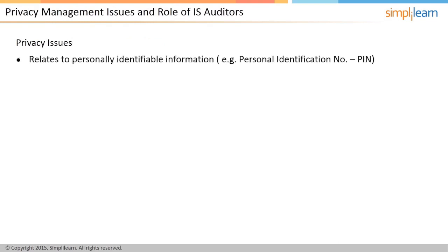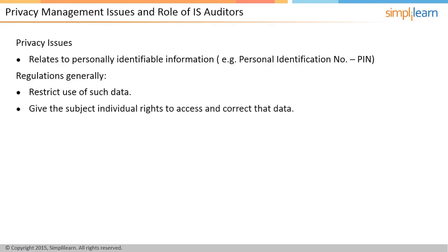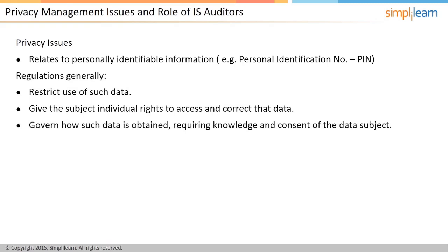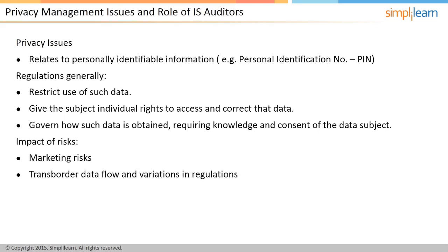Privacy issues relate to personally identifiable information, for example, personal identification number, PIN. Regulations generally restrict use of such data by giving the subject individual rights to access and correct that data. It also governs how such data is obtained, requiring knowledge and consent of the data subject. Impact of risks, including marketing risks, transborder data flow, and variations in regulations, may require privacy experts during risk assessment.